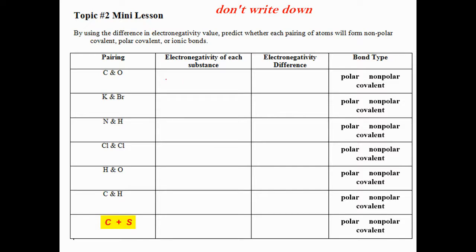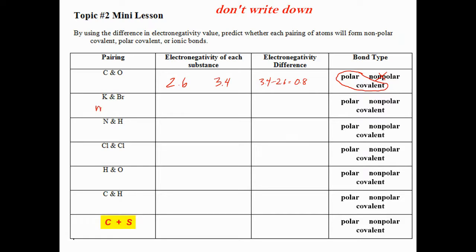Okay, so carbon electronegativity is 2.6. Where'd I get that? From table S. Oxygen, the electronegativity is 3.4. Okay, so what's the electronegativity difference? Well, 3.4 minus 2.6 is 0.8. They have different electronegativities. That would be an example of a polar covalent bond. Remember, a polar covalent bond is a lopsided covalent bond.